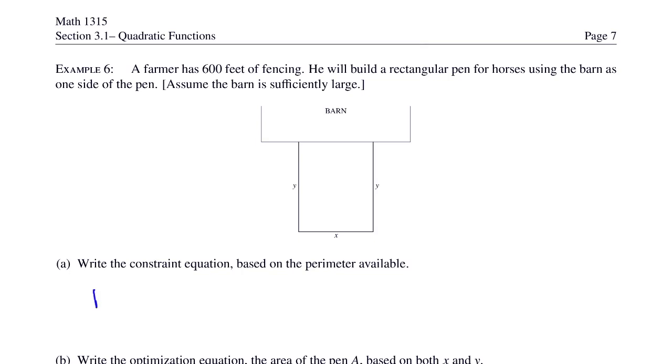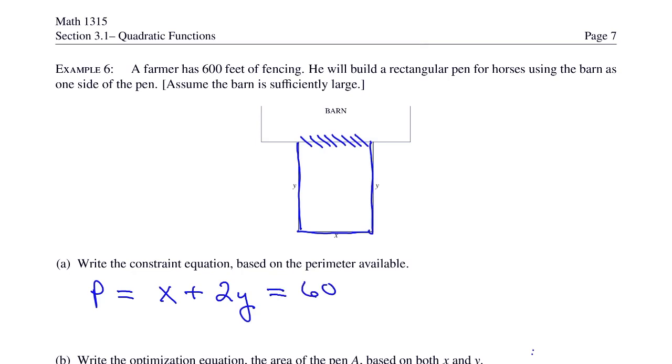The perimeter, based on the picture given, is x plus 2y. Now notice that that's not the normal perimeter equation for a rectangle. That's because the farmer is going to use the barn as one side of the pen, so he doesn't need fencing along the barn. He only needs fencing on these three sides. This perimeter is equal to 600 feet.